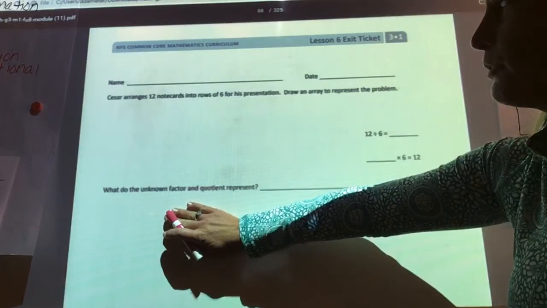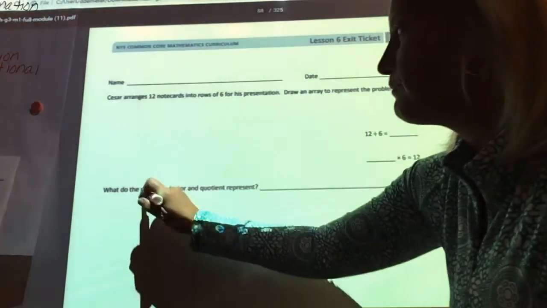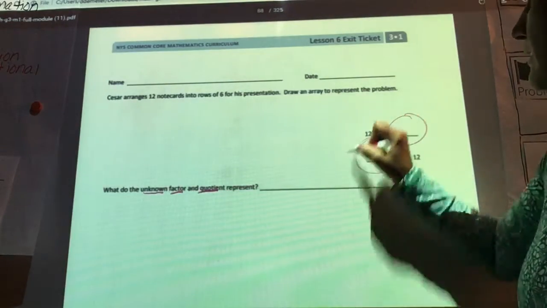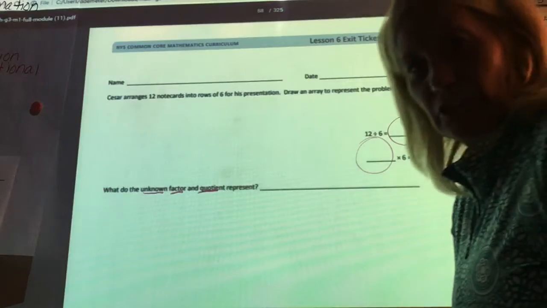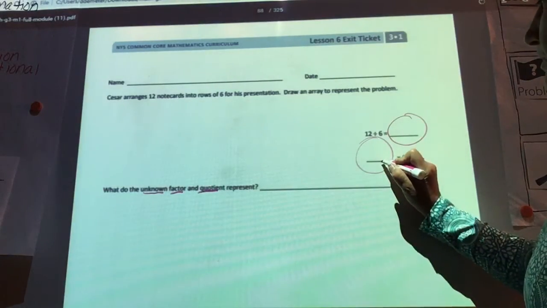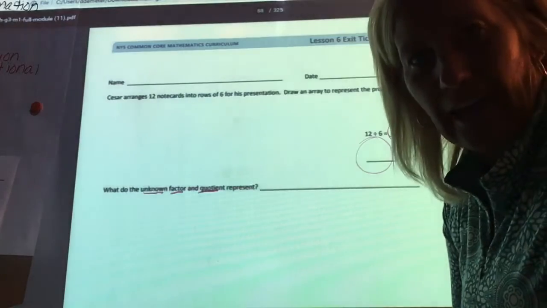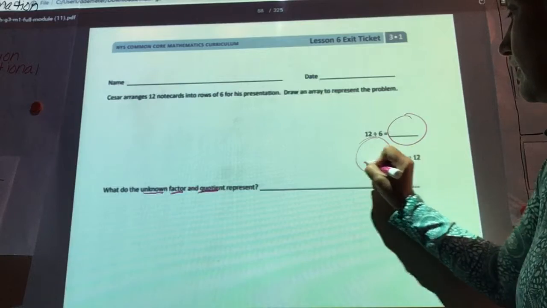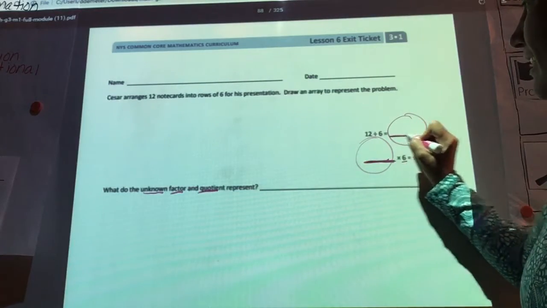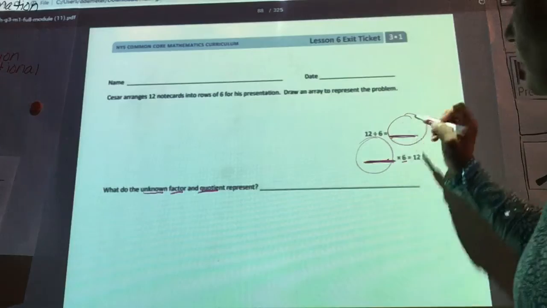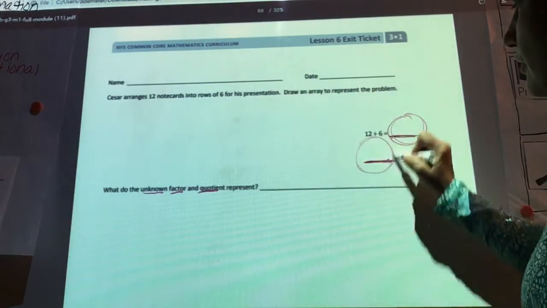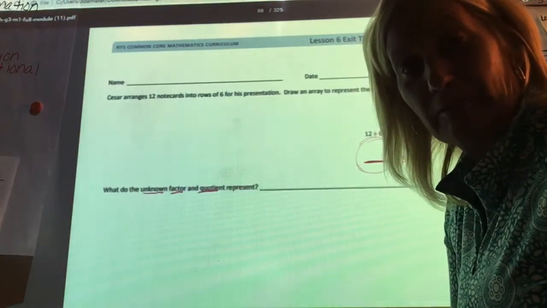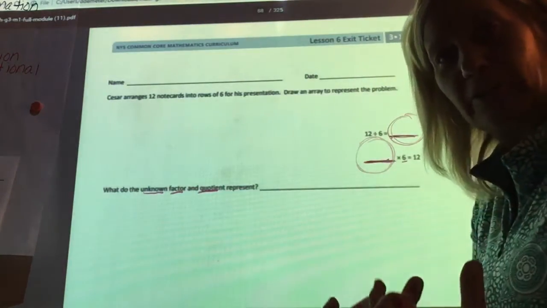And then down here, when they ask you about the unknown factor or quotient, they're talking about this number right here, okay? Factors are numbers that you multiply together. So 6 would be a factor, but they're wanting to know what is the missing factor here. And quotient is the answer to a division problem. So hint, these two answers are going to be the same, because think about our fact families, right? From the other day when we did a fact family, all three numbers are together.